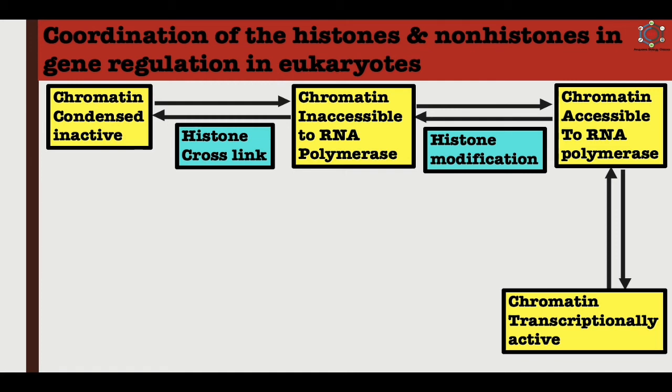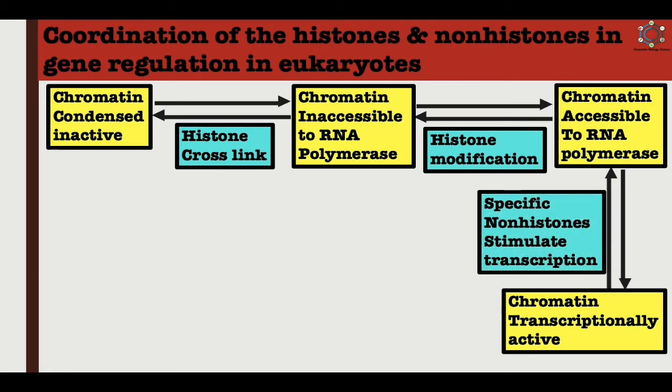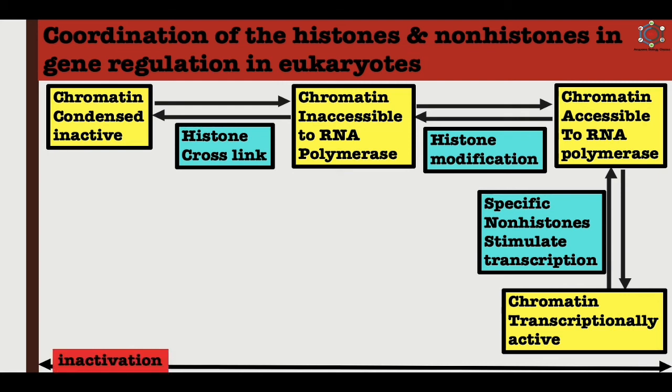The specific non-histone proteins then determine which of the available genes are actually to be transcribed. For this, the non-histones recognize a specific DNA sequence and combine with the DNA or its histones to open up the chromatin sufficiently for the RNA polymerase enzymes to reach the DNA. The appearance of specific non-histone regulator proteins at certain times might be controlled by factors such as hormones or other chemical signals acting on the cell. So this is the coordination of histones and non-histones in gene regulation in eukaryotes.